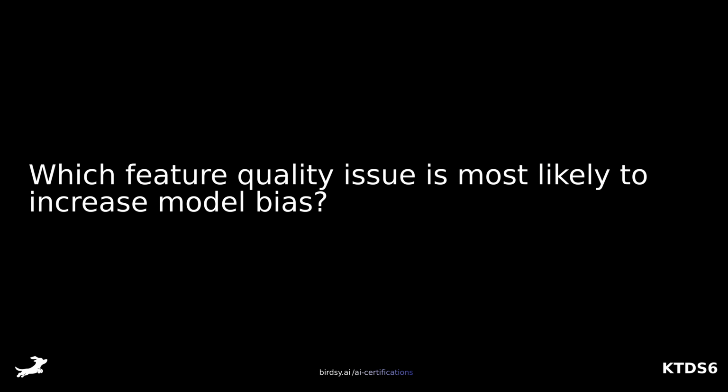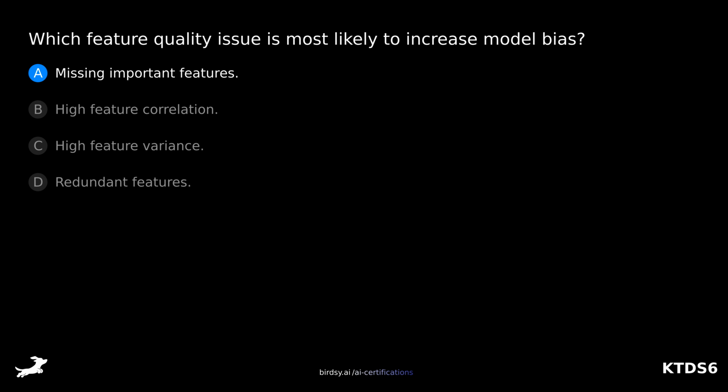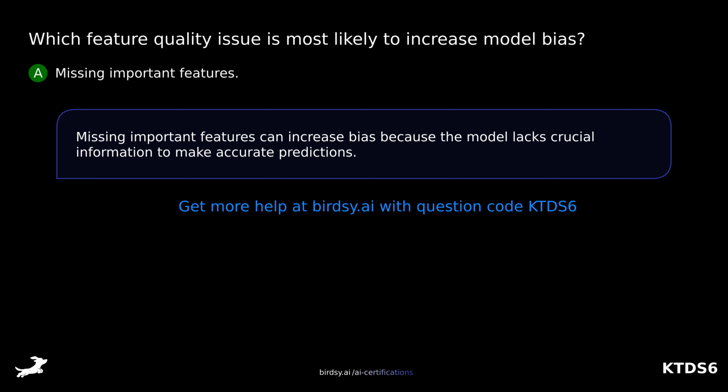Which feature quality issue is most likely to increase model bias? Is it A, missing important features? B, high feature correlation? C, high feature variance? Or D, redundant features? The answer is A, missing important features. Missing important features can increase bias because the model lacks crucial information to make accurate predictions.